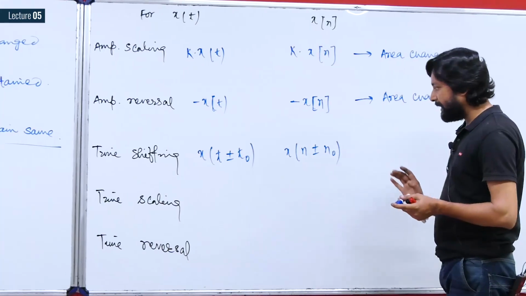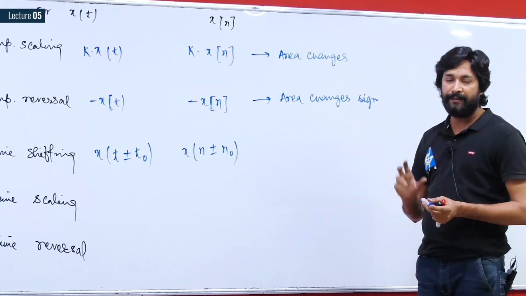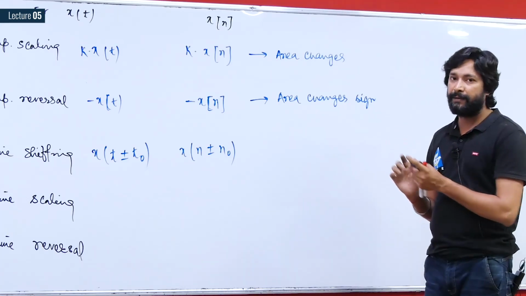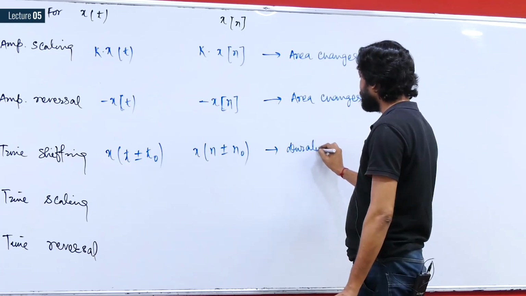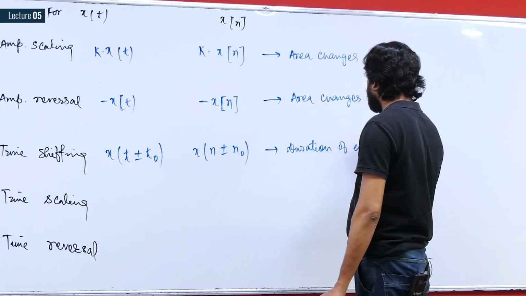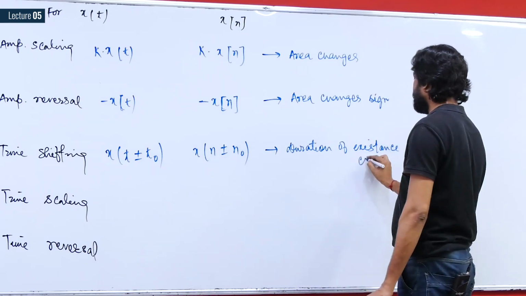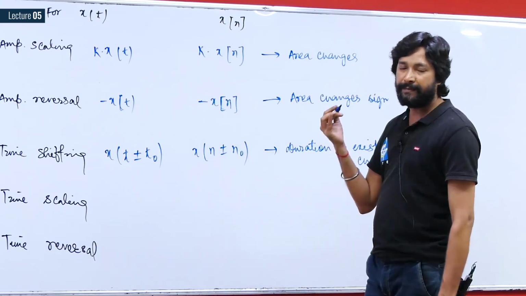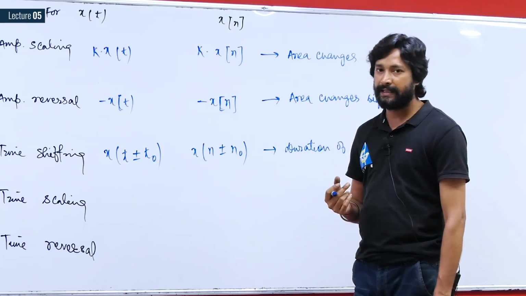So only the existence duration will be changing, but not the area or the number of samples or the time width. Each of these things will be maintained, only the duration of existence changes. Other things will remain the same, that is, area will remain the same or absolute integrability will remain the same, and overall time width will remain the same.